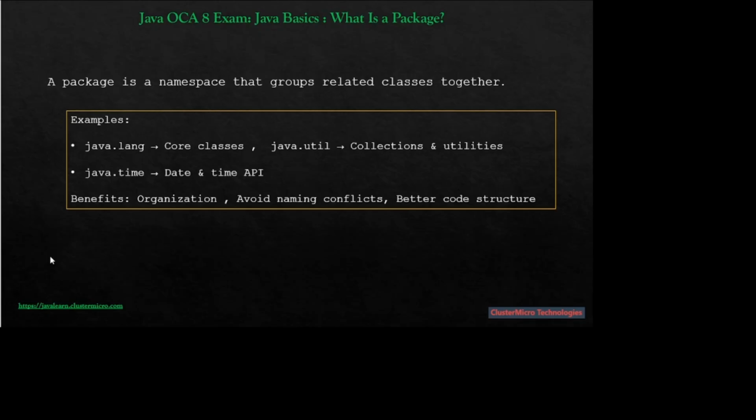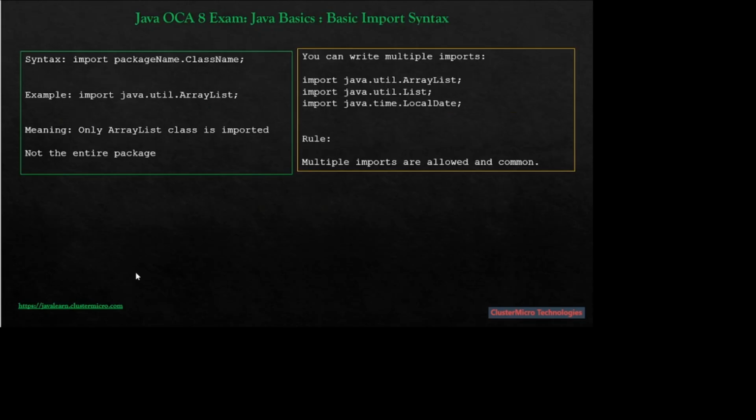So the basic import syntax is import package name dot class name. This is how we are going to import it. That's it. For example, if you want to use ArrayList in your program, you write import java.util.ArrayList at the top of your file. This tells Java, go to the java.util package, find the ArrayList class and make it available in my code. Now here's the important thing: this imports only ArrayList.